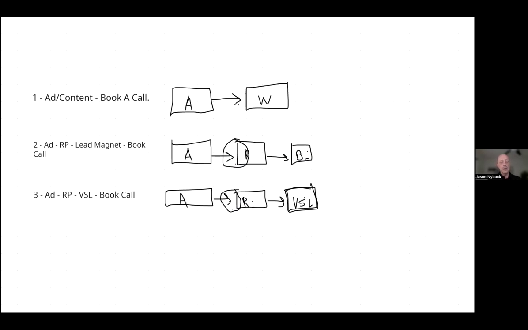It's going to be number 4, and we're going to go ad to registration page to web auto webinar to book a call. Now, we're going to make it about that size, and then we're going to just go. All right, now why does this one work?